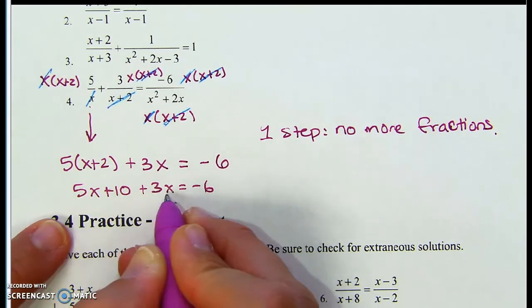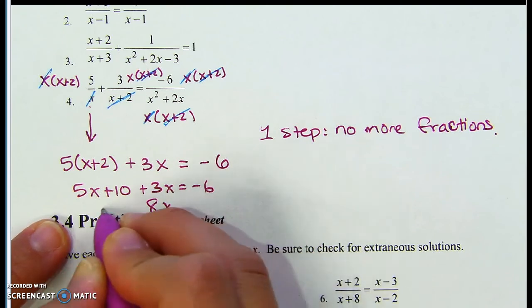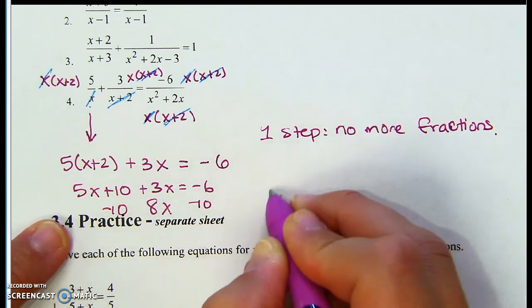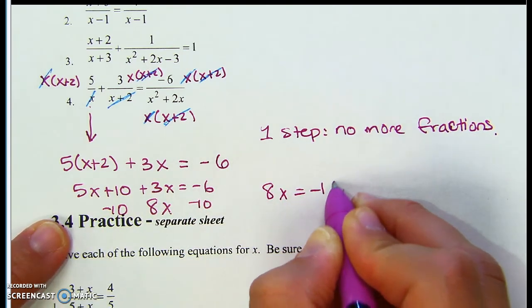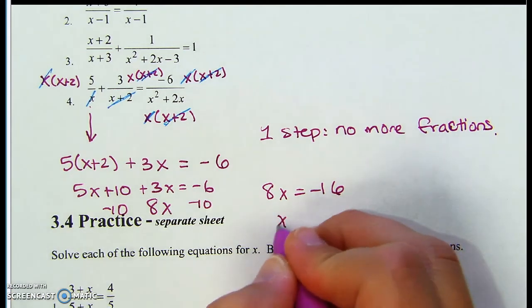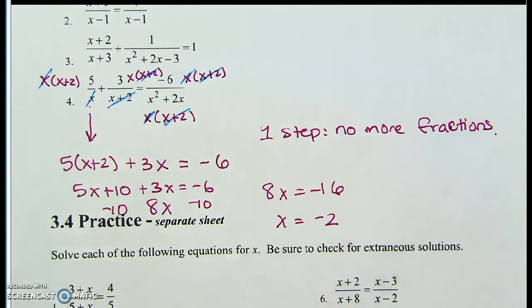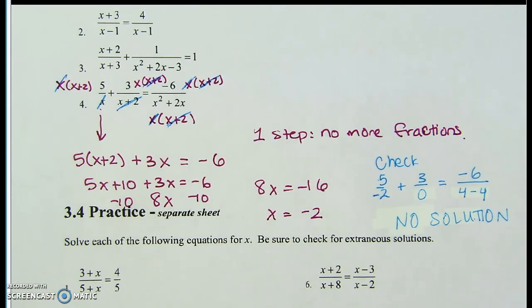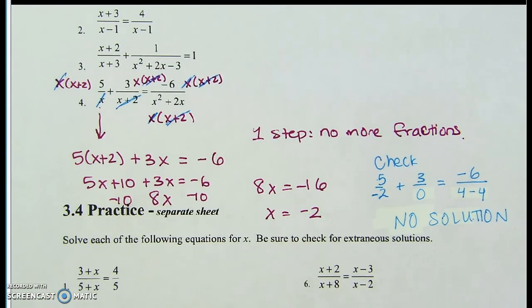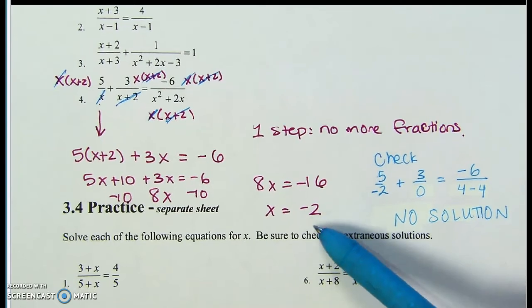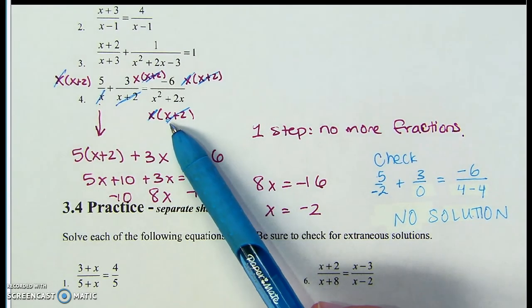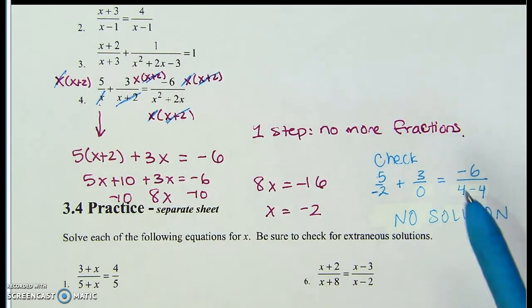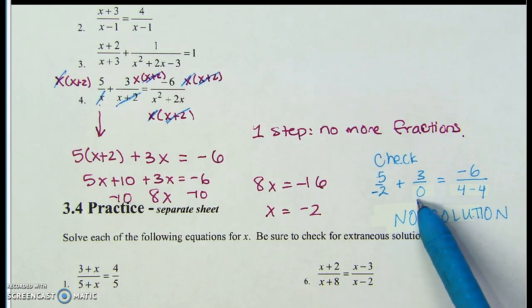Okay, 5 plus 3 is 8x. Subtract the 10. I'm running out of time. 8x equals negative 16. What does x equal? Negative 2. I'm going to pause so that I can check my work. Okay, so what's wrong with negative 2? Negative 2 is one of the restricted values. So we actually get no solution because you get 0 in the denominator.